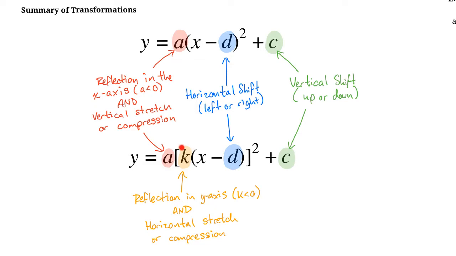And if we have a k value, the k value is inside these brackets before we square it. It's a reflection in the y-axis when k is less than 0, so that means k is negative, and it also shows a horizontal stretch or compression. Now the k value and the d value inside these brackets before it's being squared affect your x values directly, and then our a value and our c value will be affecting the y values directly.